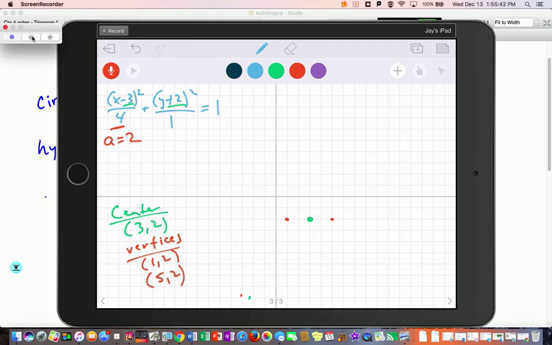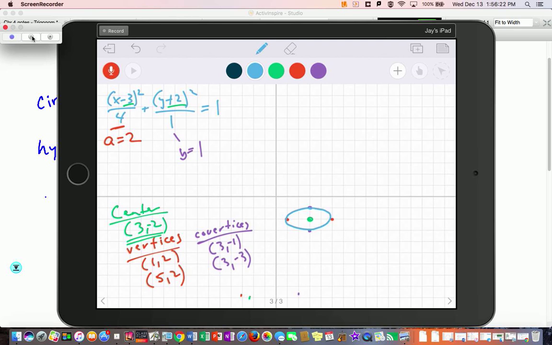Now under the y is a 1, so b, technically square root of 1, is 1. So you're going to go up 1 and down 1. We call those co-vertices. And going up 1 from the center would put me at 3, negative 1. I forgot my negative when I wrote my center. I forgot my negative there. And then when you go down 1, that's 3, negative 3. So you can go ahead and draw the elliptical shape in here.